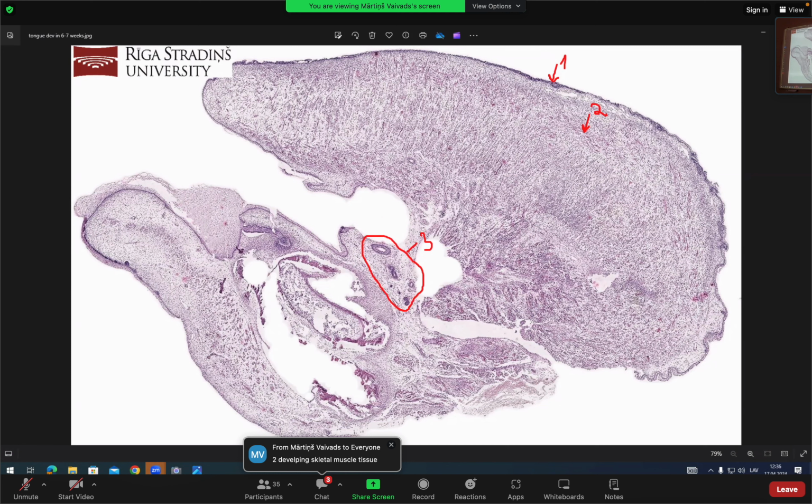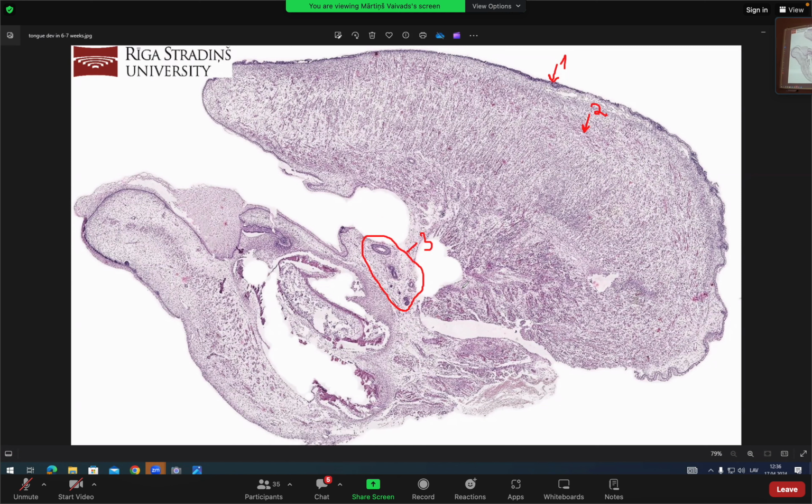What you should notice here is that this sublingual gland is made only from ducts. Only the duct system has developed in weeks 6 and 7. Developing sublingual gland, you only see the duct system, no secretory portions yet, so I hope you can see this on the screen.